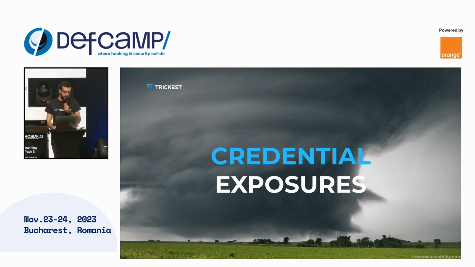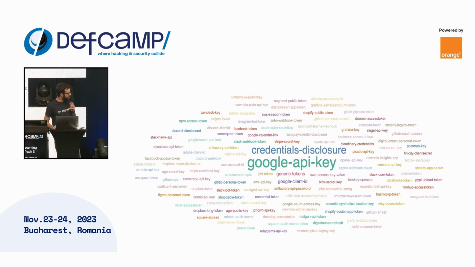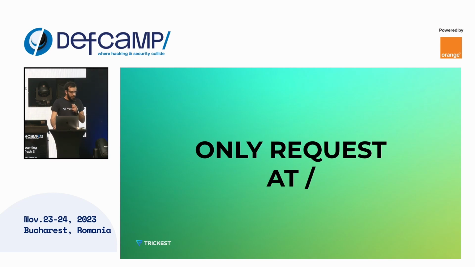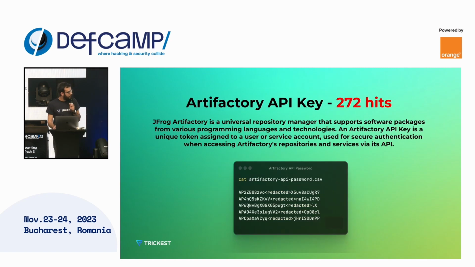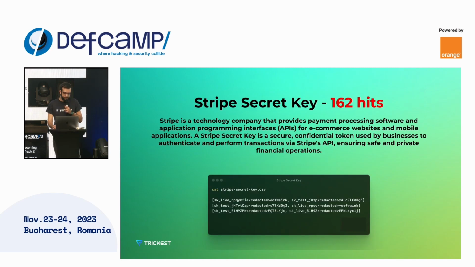Now we switch to the actual credentials. These are the credentials that are being found. And again, we only requested the path. We didn't do extraction of JavaScript or getting to the endpoints, just the root path. So the Google Client ID, nearly 6,000. Artifactory API key, which is a repository manager for software packages, 272 hits, which basically means you can download the source code of a company if you find this.